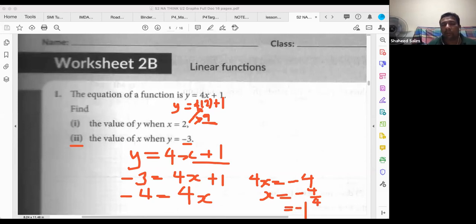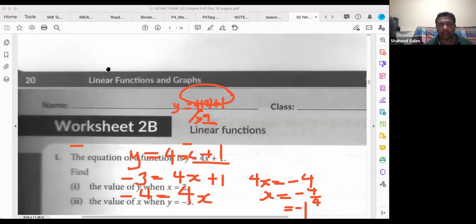Okay. Now, how is this part of graph? I'm going to show you, okay? Okay, we remember this. This is actually a coordinate, a point on this graph. I want you to understand there's a connection. y equals 4x plus 1. Okay, let us see.